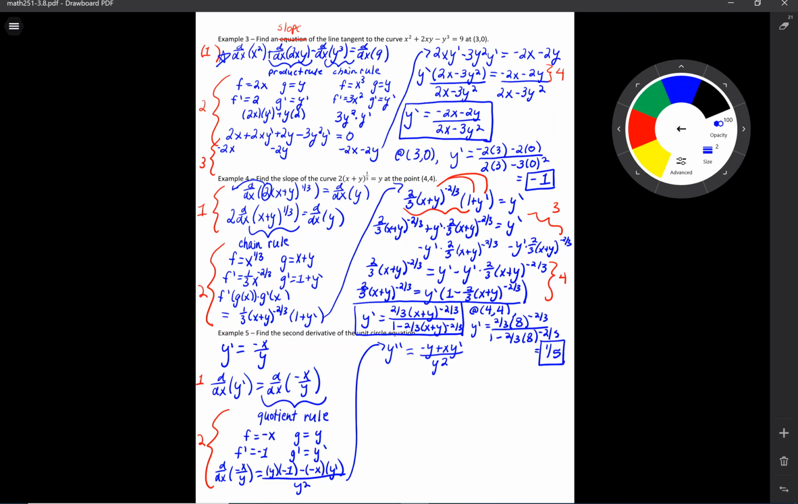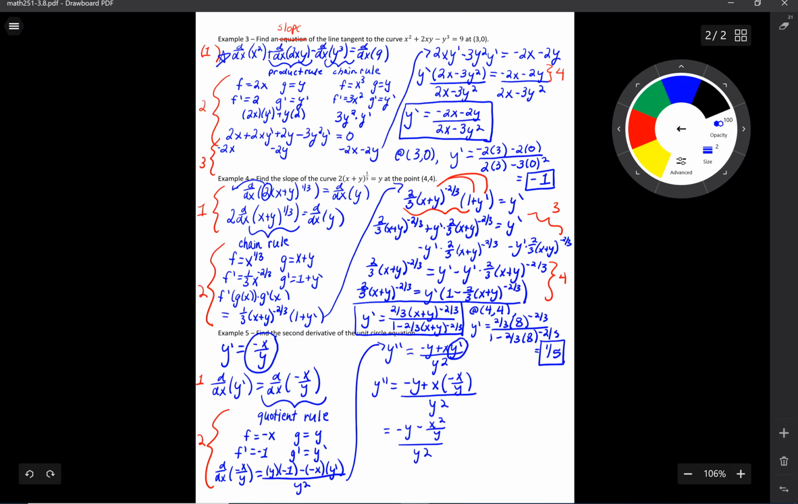So if I replace this y prime with what I already know y prime is, negative x over y, I get the following. Y double prime is equal to negative y plus x times y prime, which is negative x over y, all over y squared. And from here, I can simplify this a little bit. So I get negative y minus x squared over y, all over y squared. I want a common denominator here in my numerator.